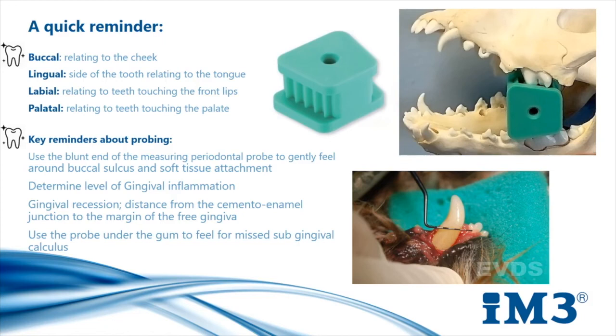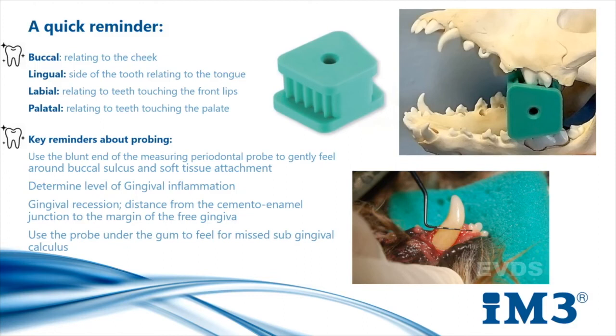An increased probing depth may be caused by periodontitis, and this is because the attachment loss of the tooth is caused due to the loss of the periodontal ligament and the alveolar bone. When probing, try to not pass the same way twice or apply too much apical pressure. We also need to determine the level of gingival inflammation and also the gingival recession. This is the distance from the cemento-enamel junction to the margin of the free gingiva. You can see on the picture below the periodontal probe shown by the normal gingival margin.